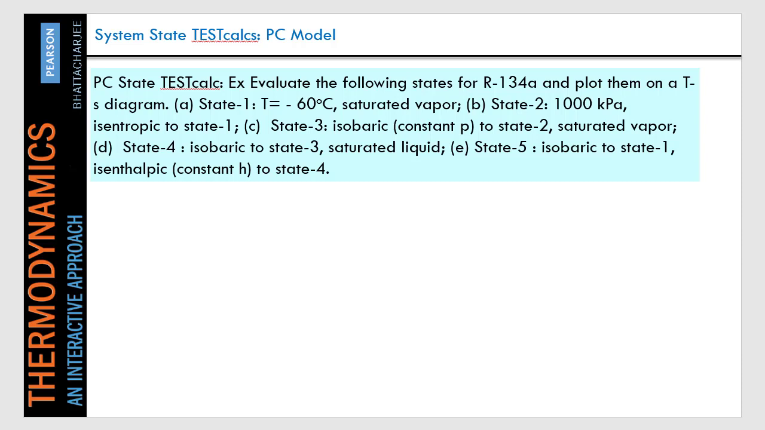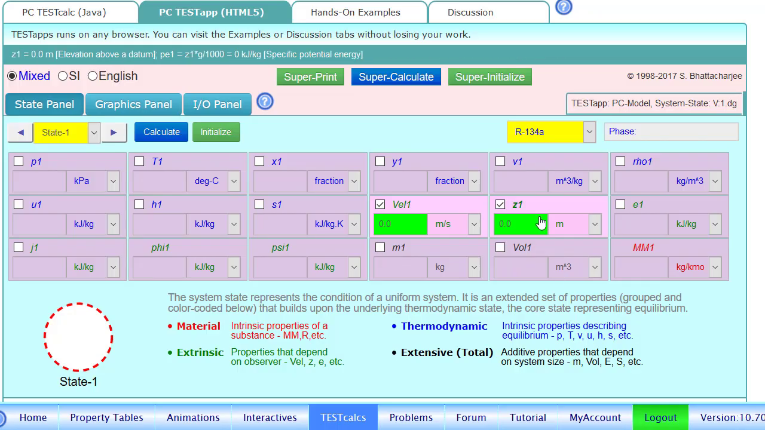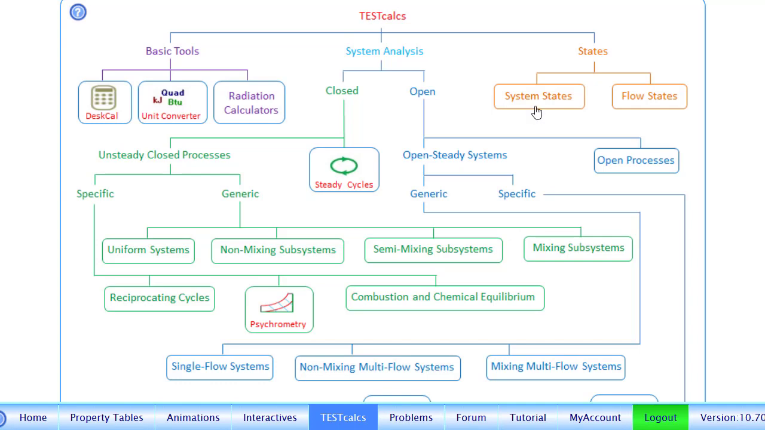This problem asks to find various properties at states 1 through 5 for R134A and to plot them on a TS diagram. It's clearly a state problem since we're evaluating properties at 5 separate states. So in TEST, we'll want to go to TEST calcs and system states.